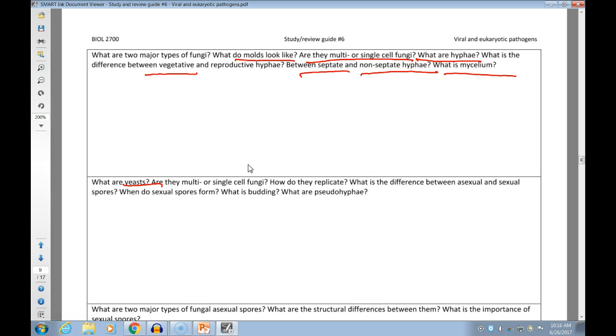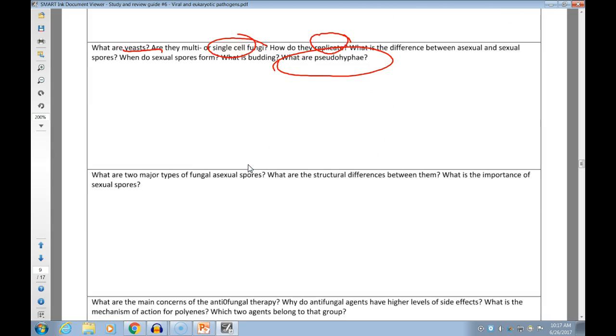Yeast: single-cell fungi, replicate by budding. Sexual and asexual spores can be produced by both molds and yeast. Asexual spores are produced normally; sexual spores are produced when there are unfavorable environmental conditions. Pseudohyphae: chains of single yeast cells that stem one from another by budding.